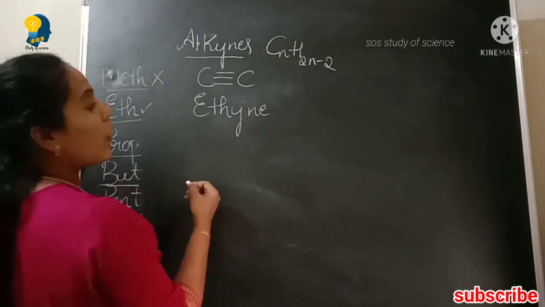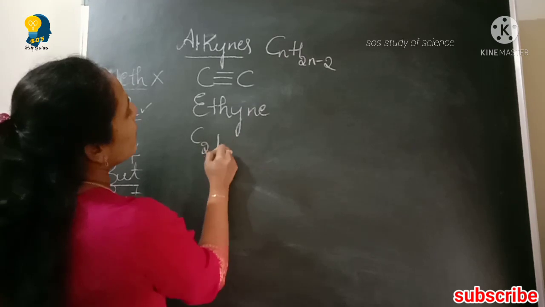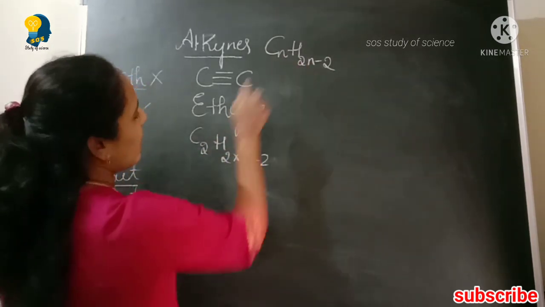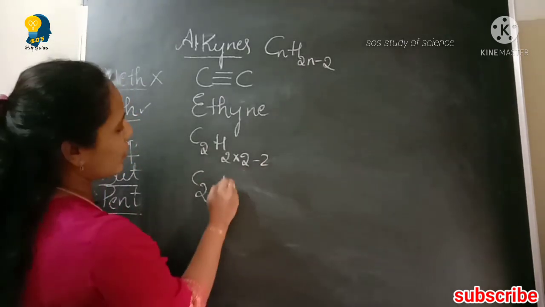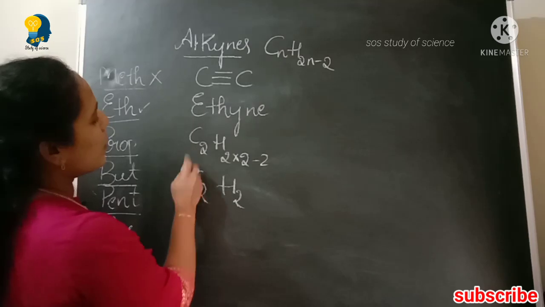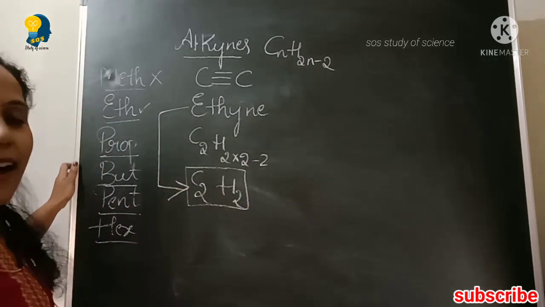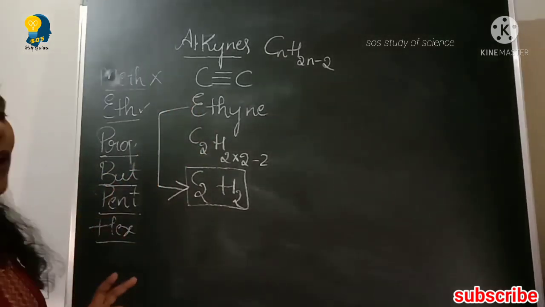Let us now write according to the formula. Eth is nothing but 2. So C2H 2 into 2 minus 2. See, wherever there is N, I have replaced it by 2. So C2, 2 2s are 4 minus 2 is 2. C2H2 is the molecular formula for ethyne. The name is ethyne and its molecular formula is C2H2.